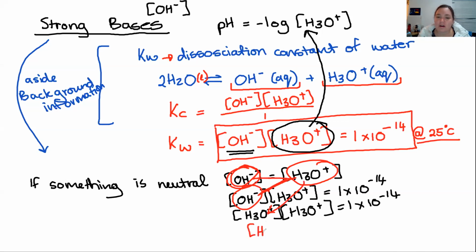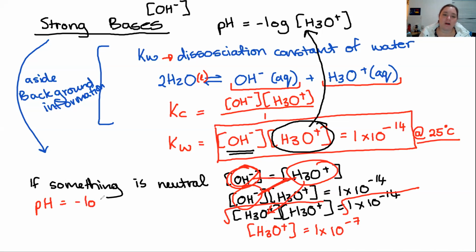Therefore, I can say that the concentration of H3O plus must be the square root of this. So if I square root both sides, I get an answer of 1 times 10 to the negative 7. And therefore, the pH will be negative log of 1 times 10 to the negative 7. And I challenge you all, stick that in your calculator right now, and you get a pH equal to 7.